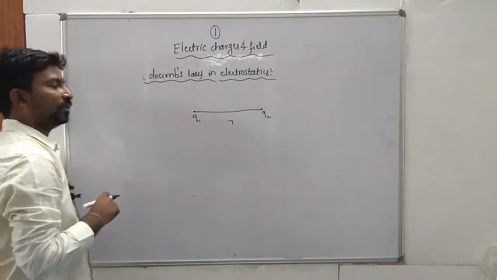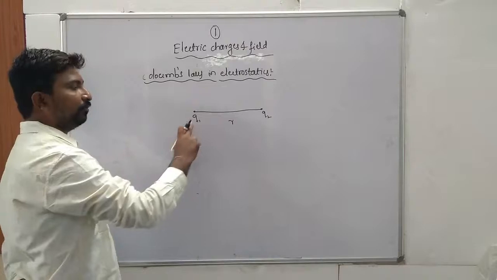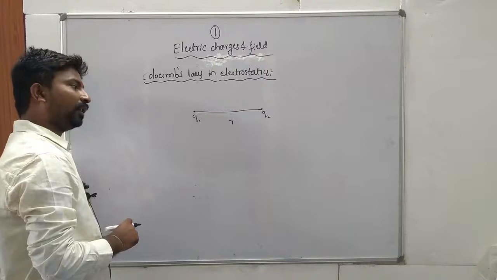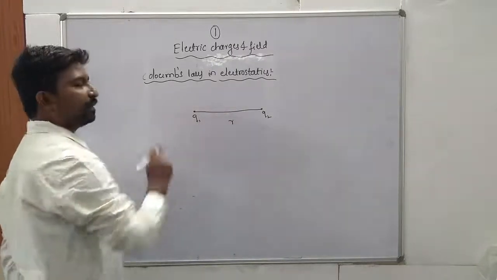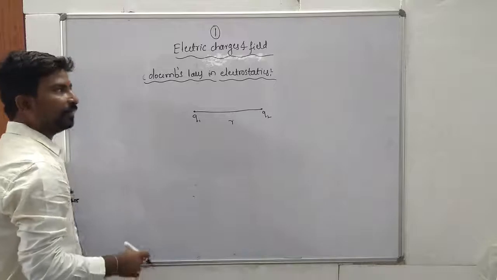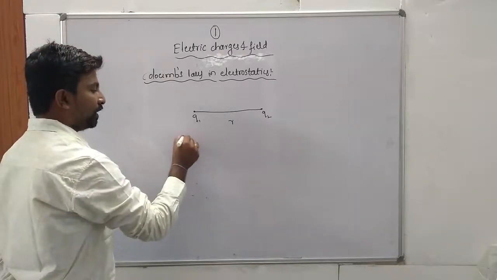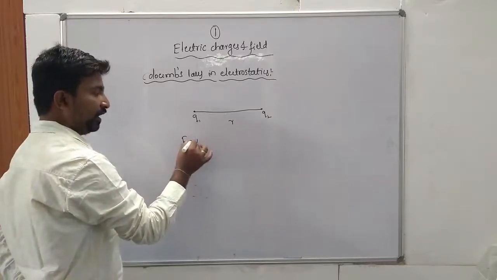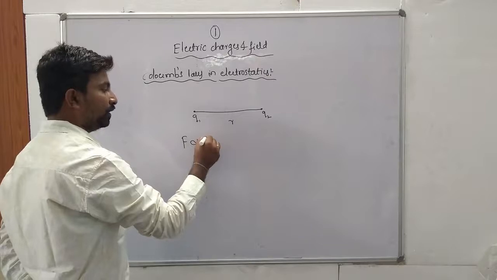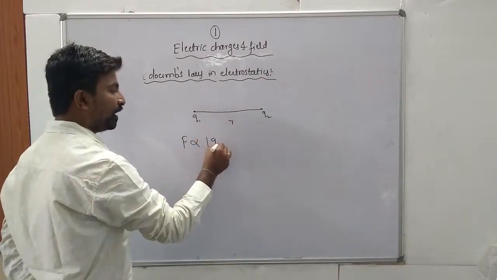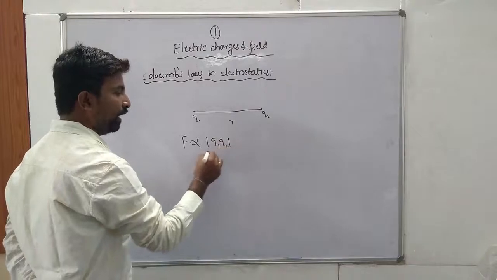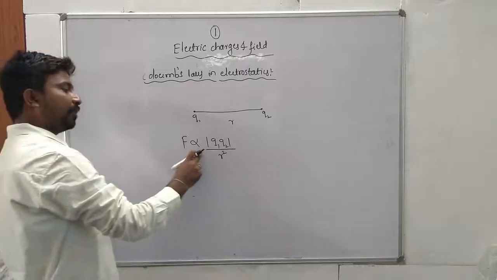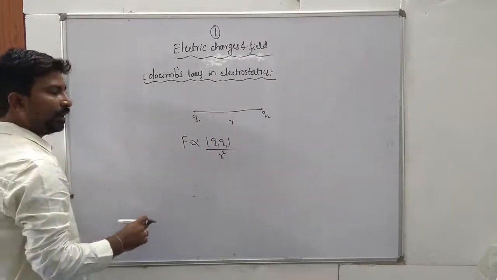So the force of attraction or repulsion between two point charges is directly proportional to the product of magnitude of the two point charges q1 and q2 and inversely proportional to the square of the distance between them. So F is proportional to magnitude of q1 q2 by r square.